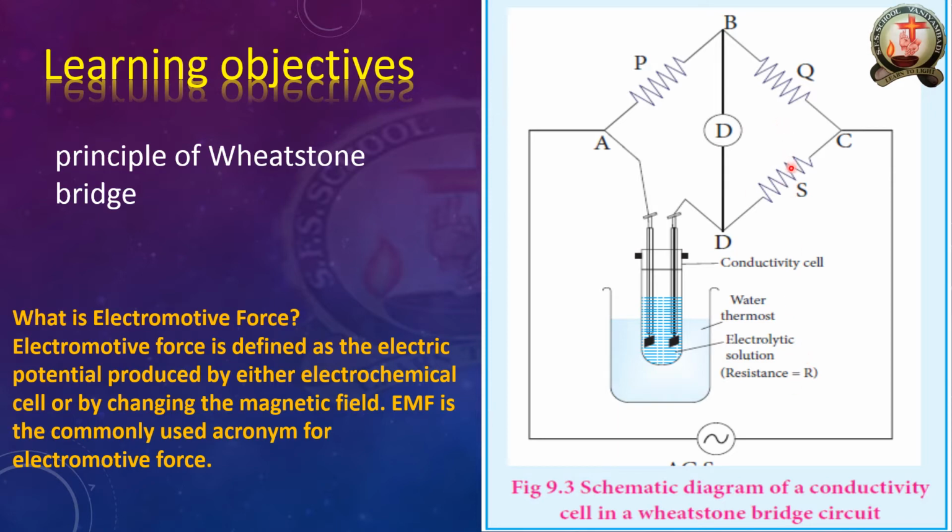This is the resistance of the cell. Here we are going to find out the resistance of R with the help of the electrolytic solution. See, the electrolytic solution contains electrolytes. While we are passing current through this, what happens? The current flows through the P resistance, then through the Q resistance, then through the S resistance. This is going to deflect the galvanometer.